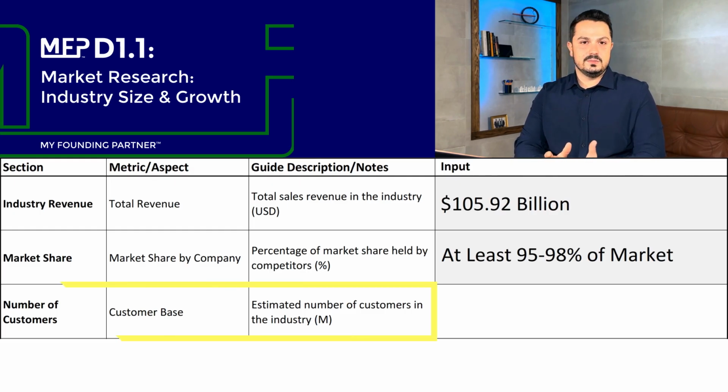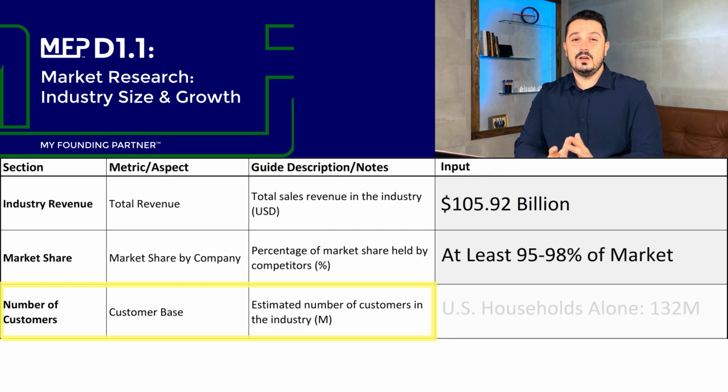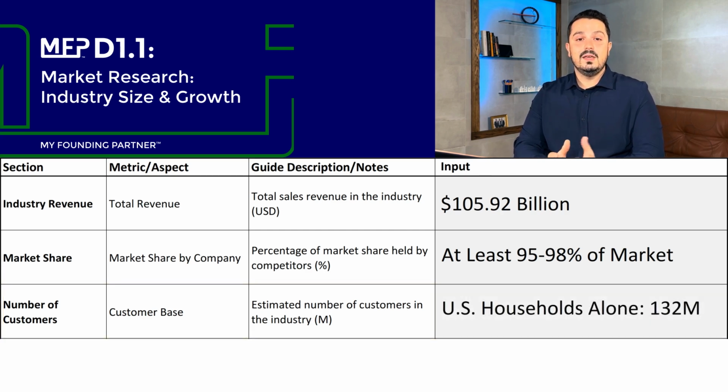And then the number of customers. In the case of furniture, in the case of wood furniture, it's a very large industry again. So in US households alone, I could be talking about 132 million people. I have a fairly large customer base I can tap into.